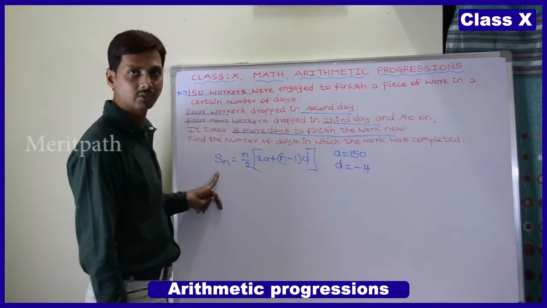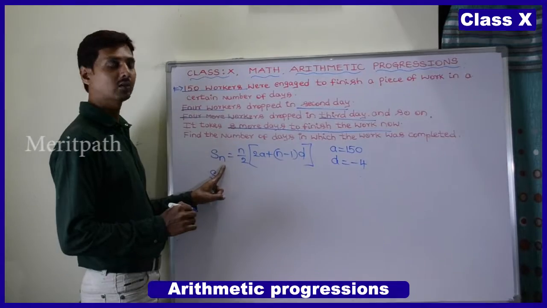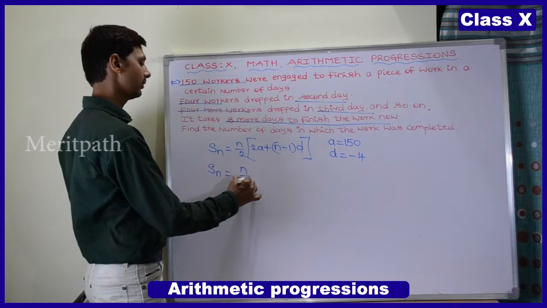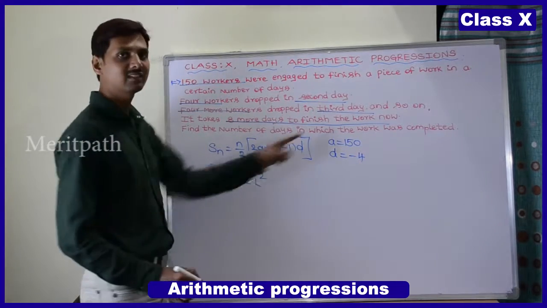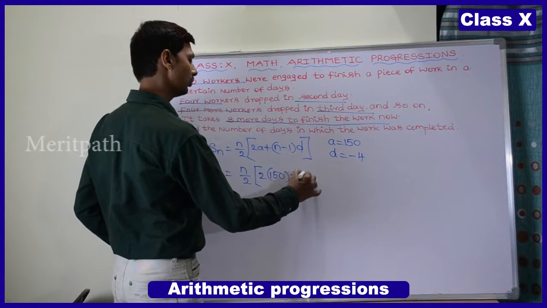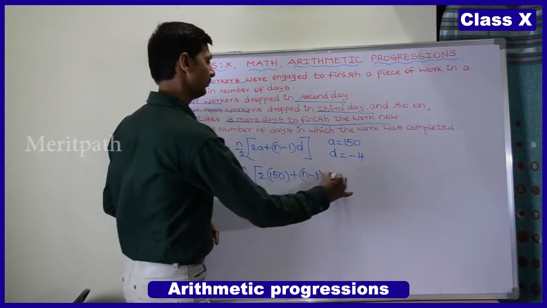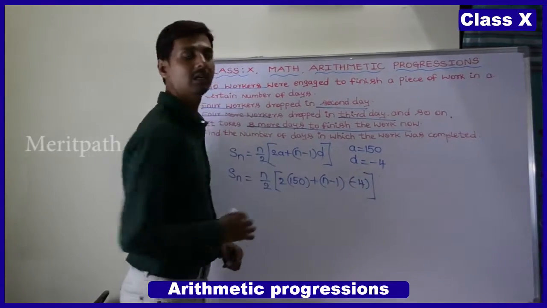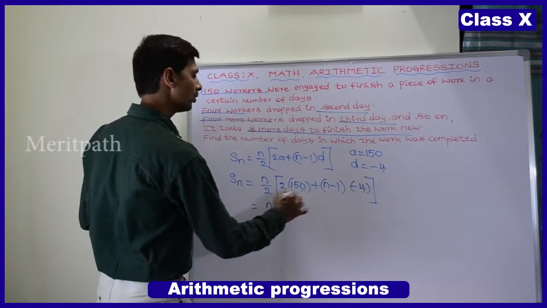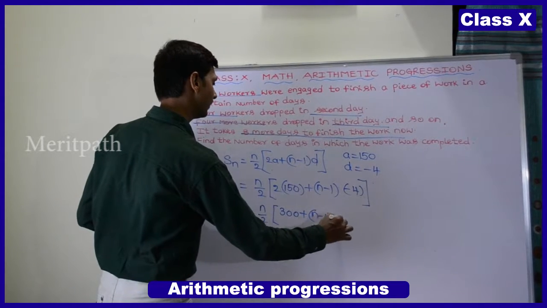So Sn is the number of days taken to complete that work. Sn is equal to n. We don't know the number of days, so n by 2, 2a is 150 plus n minus 1, where n is the same unknown. d is minus 4. Let us simplify this. n by 2 into 2 into 150, that is 300, plus n minus 1 into minus 4.